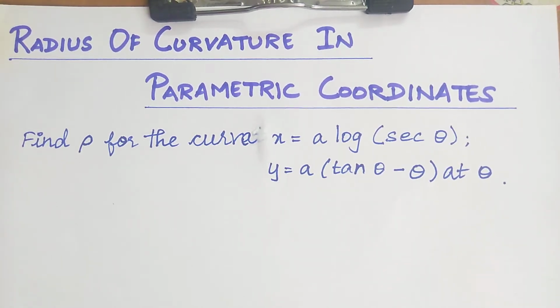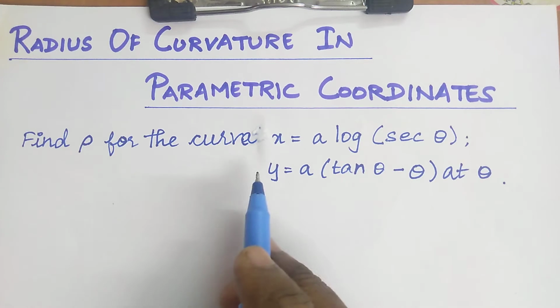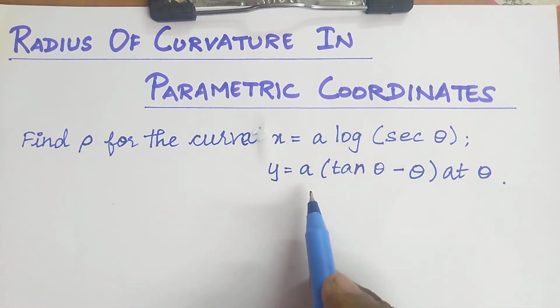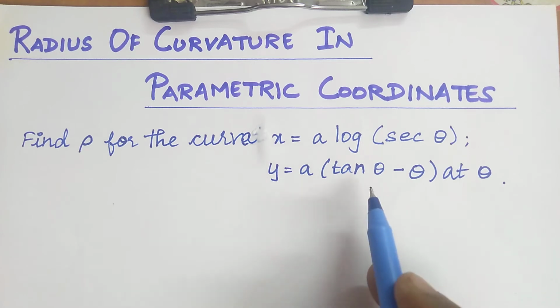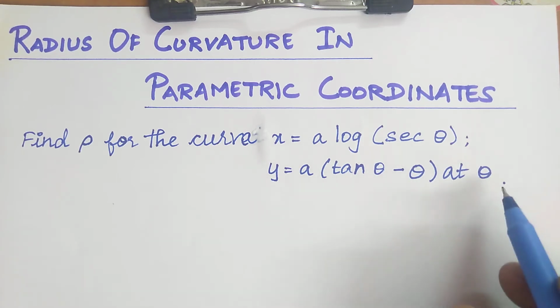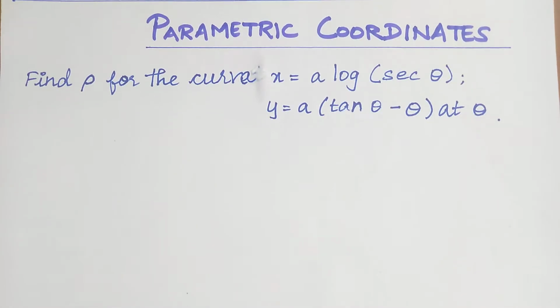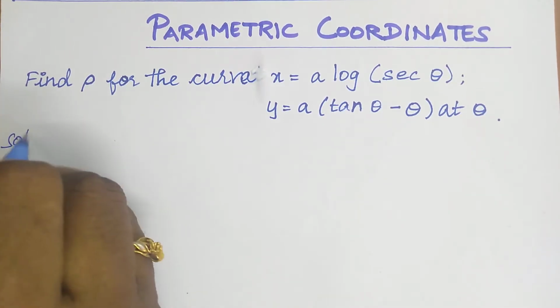Today we are going to see problems under radius of curvature in parametric coordinates. Look at the question. Find rho for the curve x is equal to a log secant theta and y is equal to a into tan theta minus theta. So we are going to do the question by parametric form. So first we will write the given equation.